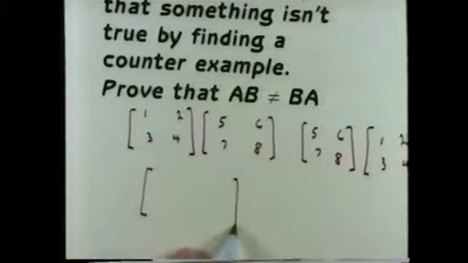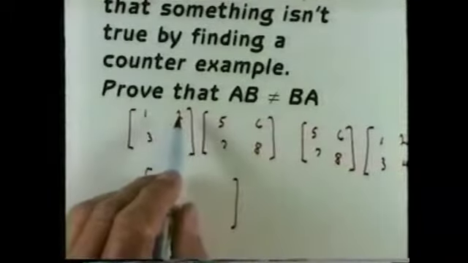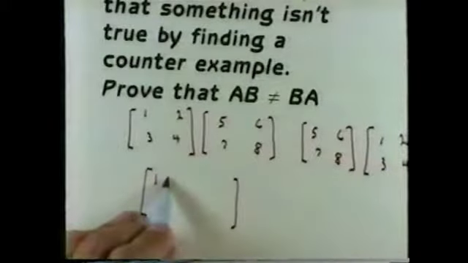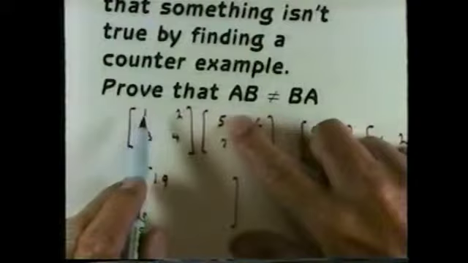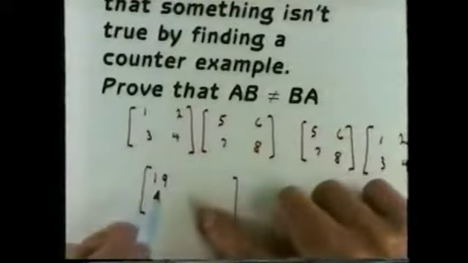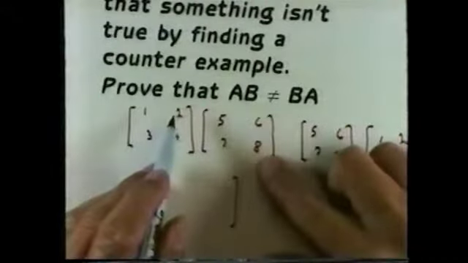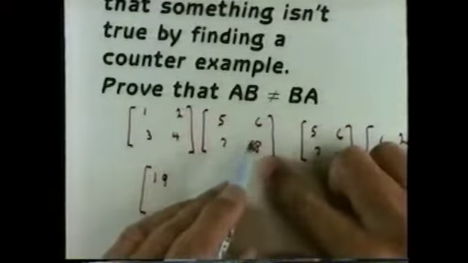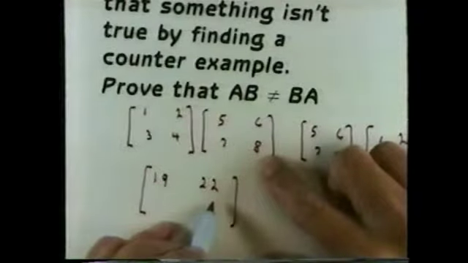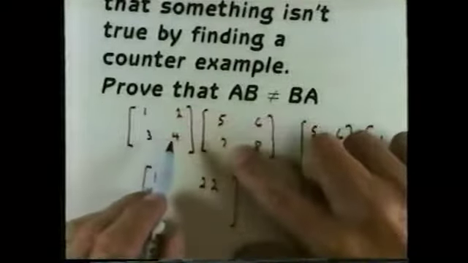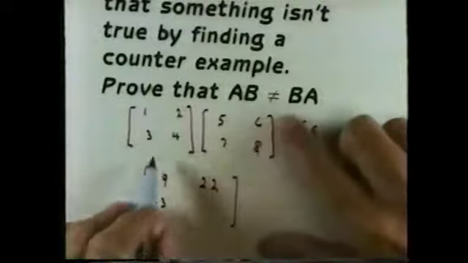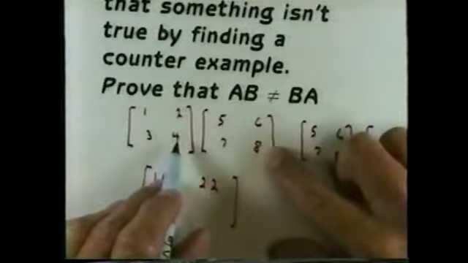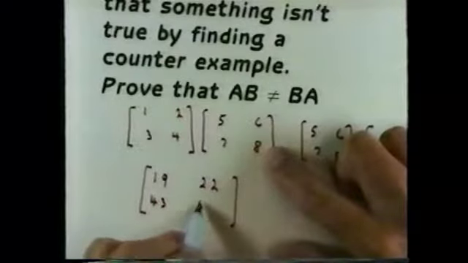We're multiplying A times B. 1 times 5 is 5. 2 times 7 is 14. 14 plus 5 is 19. 1 times 6 is 6. 2 times 8 is 16. 16 plus 6 is 22. 3 times 5 is 15. 4 times 7 is 28. 28 and 15 is 43. 3 times 6 is 18. 4 times 8 is 32. 18 and 32 is 50.